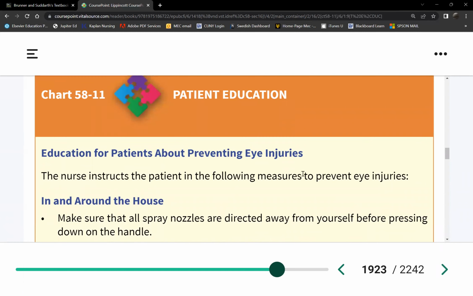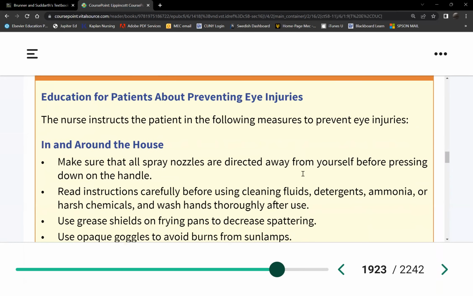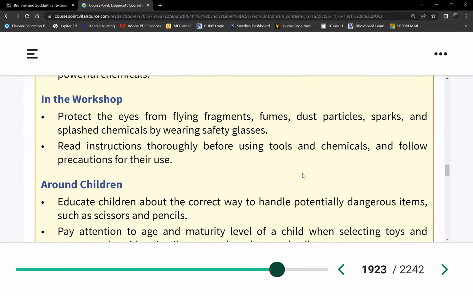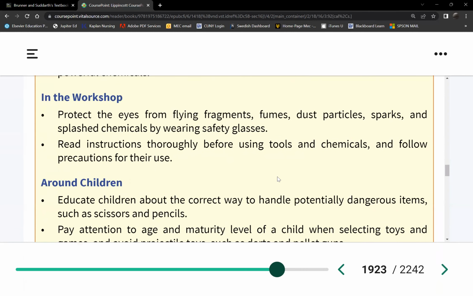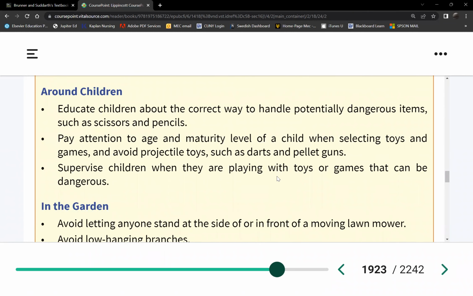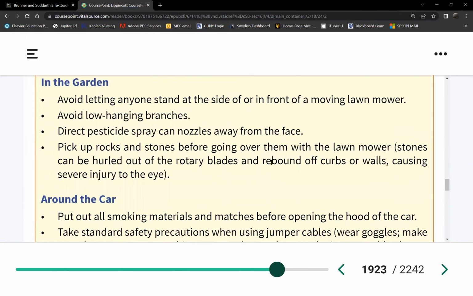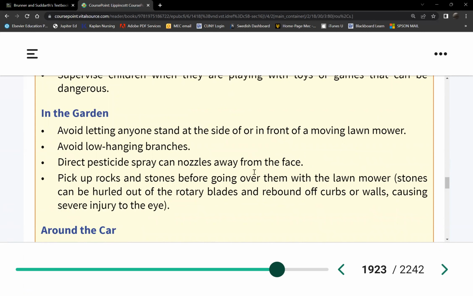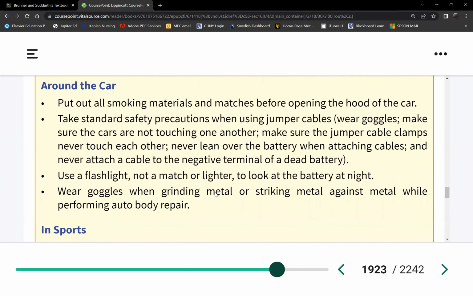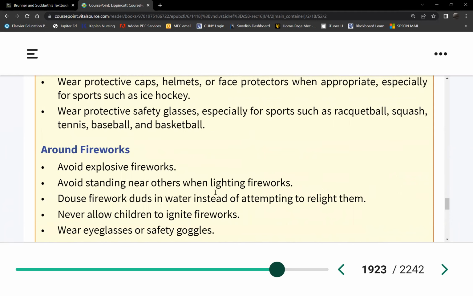Do you really need a chart to tell you how to avoid eye trauma? No. Like here, when you're working with sharp instruments, welding, you know what to do. Or children, tell them not to take a pencil and then, okay. Right here, in the garden, pesticides. I mean, these are common.